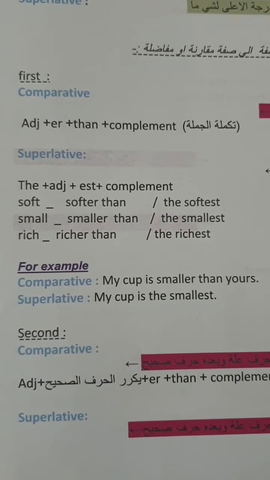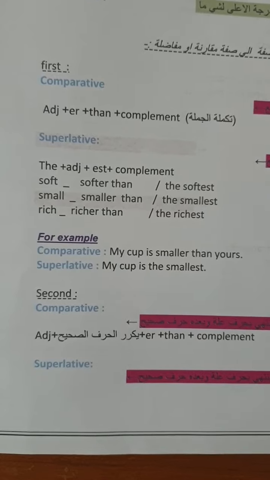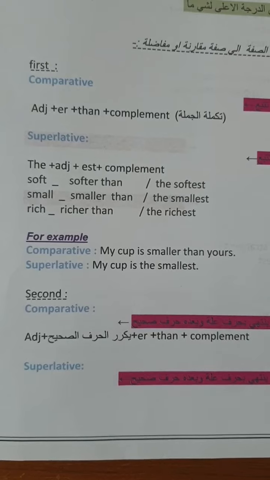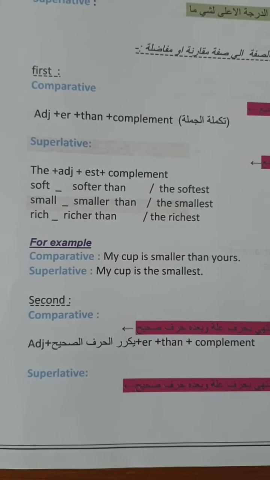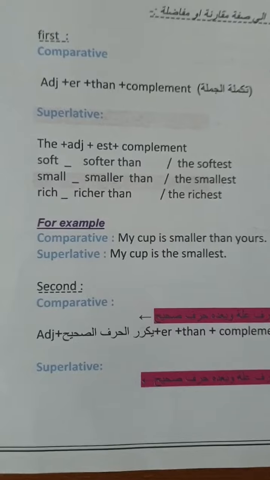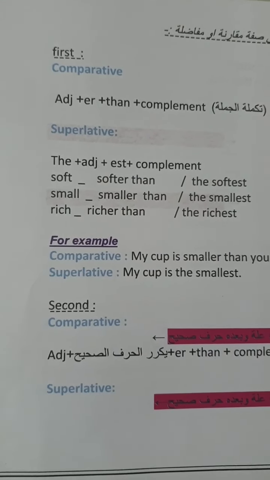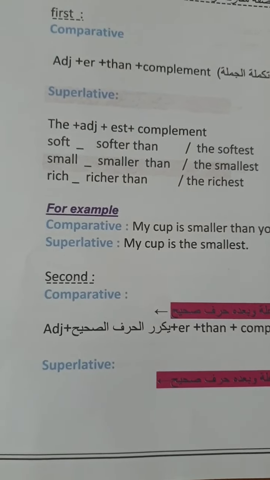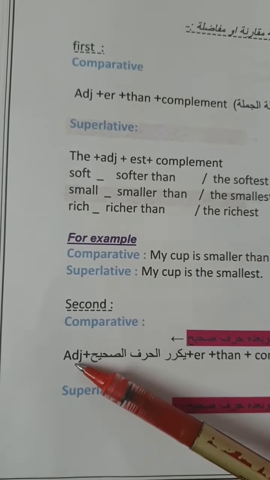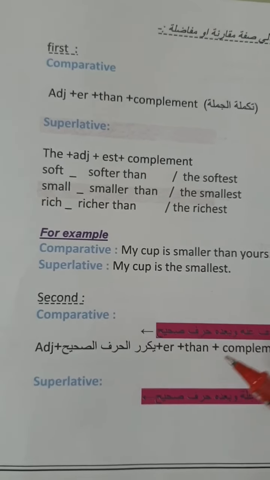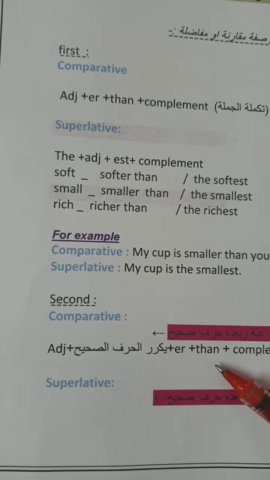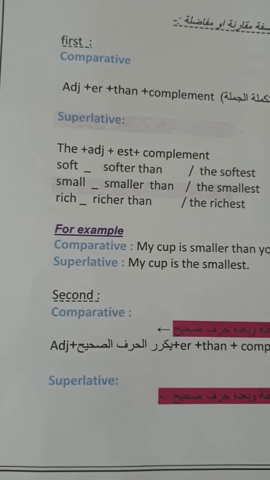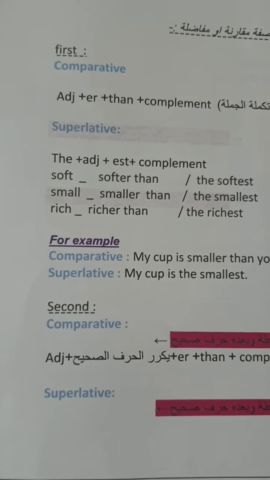الكوبس الموجودة. The second one, when we have a one syllable adjective ending in vowel plus consonant, so we double the consonant. يعني لما تكون عندنا الصفة منتهية بحرف علة وبعدها حرف صحيح نكرر الحرف الصحيح. So in comparative راح تكون الadjective بعدها تكرار الحرف الصحيح وبعدها إضافة ER وثم than. أما في حالة السوبرلاتيف حتكون adjective أيضا يكرر الحرف الصحيح ويضاف EST.